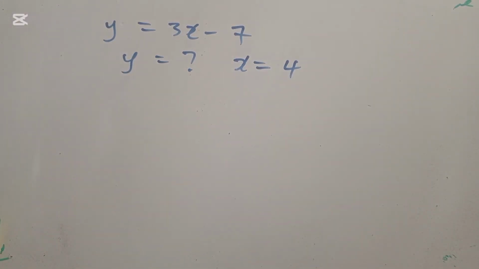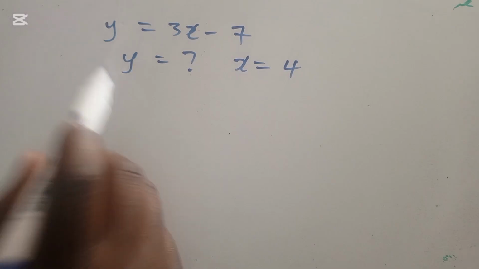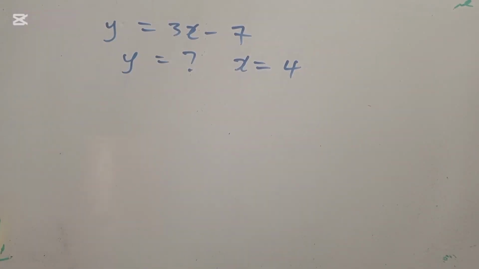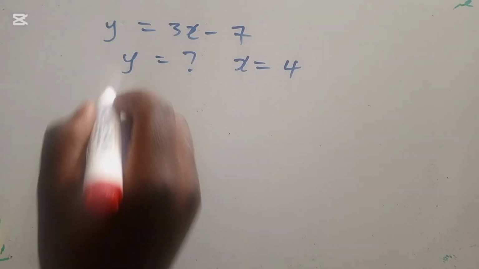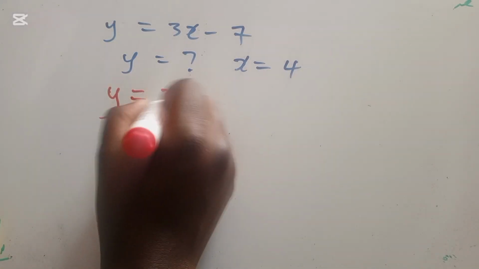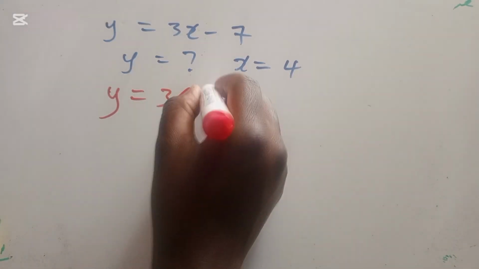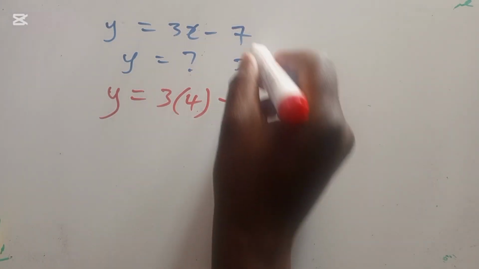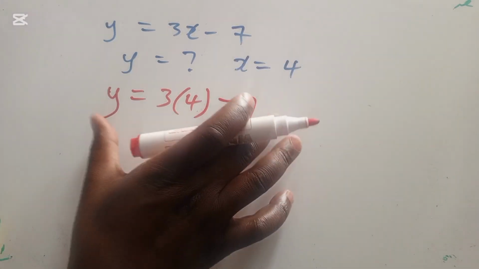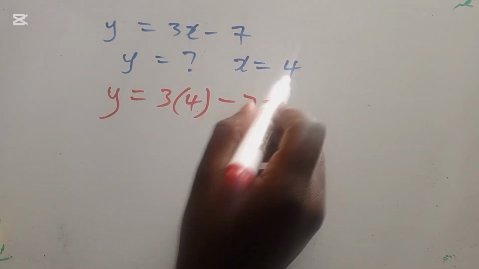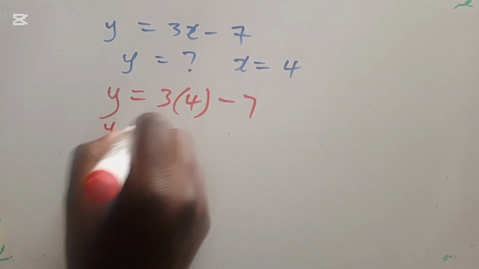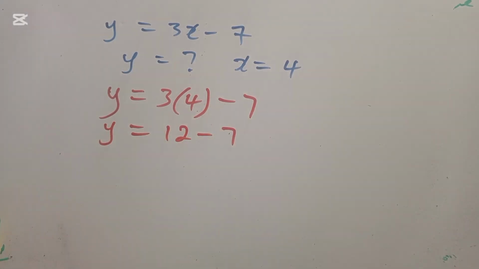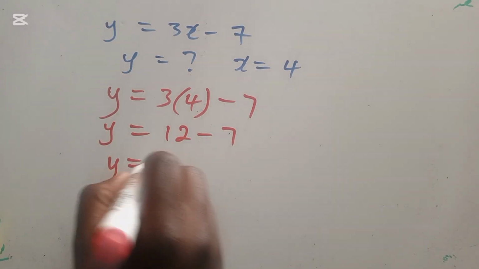So what do you do when you're given such a question? You just replace, where in this equation there is x, you put 4. That is how you handle it. So y is equal to 3, where there is x, you put 4. So 3x means 3 times 4, minus 7. I have rewritten the question, but where there was x, I put 4. So y is equal to 3 times 4, 12, minus 7 is equal to 5. So y is equal to 5.